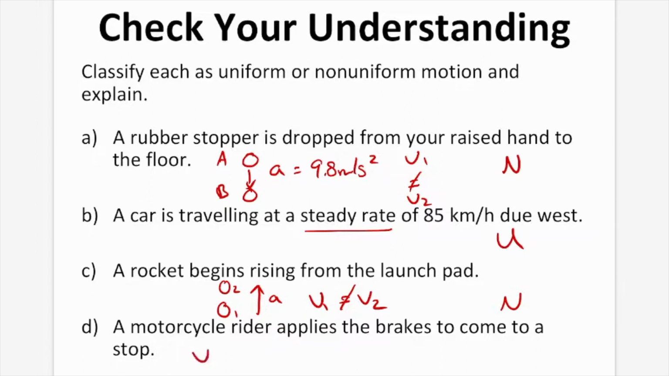And D. A motorcycle rider applies the brakes to come to a stop. When we're applying the brakes, again, our velocity 1 will not equal velocity 2. We're going to slow down. We're going to accelerate in the opposite direction. Since we're slowing down, this is non-uniform motion.